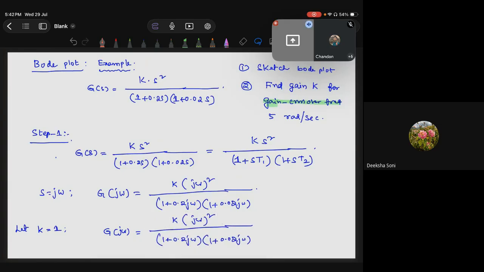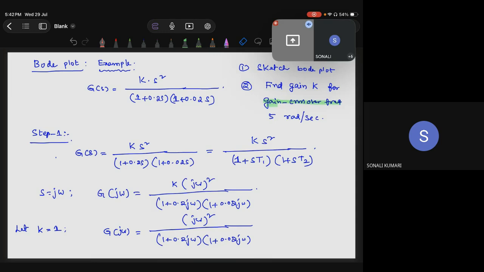So same thing with k is equal to 1. Okay. So is this clear? Any doubt here? Any doubt or query here in this? Here T1 is, sorry, 0.2. Just a minute. So T1 is 0.2, T2 is 0.02. Okay. So that form looks like that.